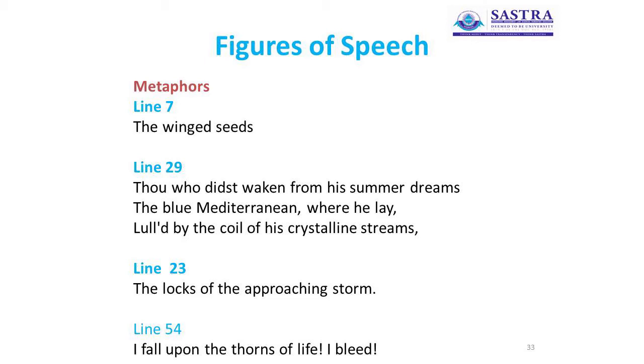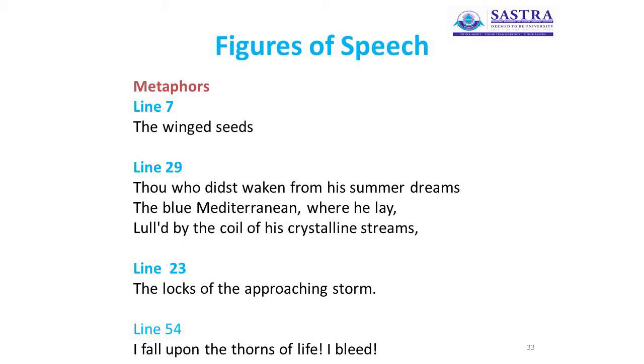Then in line 54 we have, I fall upon the thorns of life, I bleed. Now, in this line again there is a metaphor where he is talking about himself as though he had been pricked by thorns and he is bleeding. Now, this is a metaphor for life. He is not actually bleeding, he is saying the pain is oozing out of me. So, here you have all the grueling experiences he has in life and what he wants to do to overcome the grief he has experienced. Now, that is why he is writing here, I want to come out of my leaf because I have fallen on the thorns of life.